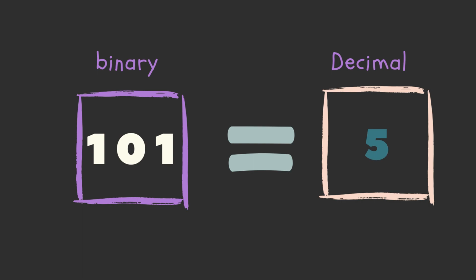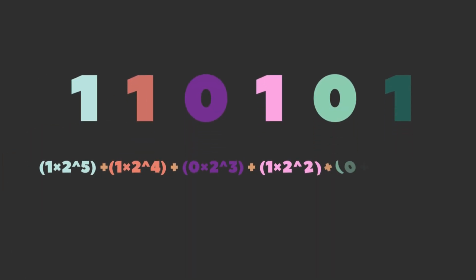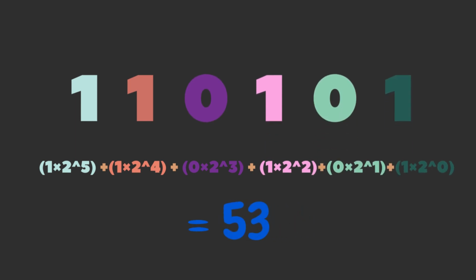The binary numeral 101, for example, represents the quantity that we write as 5 in decimal, because 101 stands for 1 times 2 to the power of 2, plus 0 times 2 to the power of 1, plus 1 times 2 to the power of 0, which is equal to 5. To find the value of a binary number, multiply the last digit by 2 to the power of 0, then 2 to the power of 1, 2 to the power of 2, 3, 4, 5, and so on, and the binary number here will be equal to 53 in decimal.